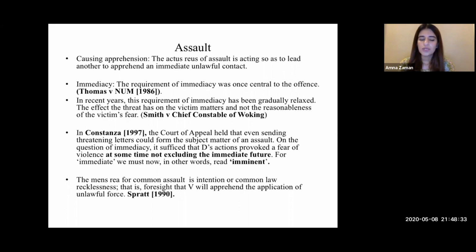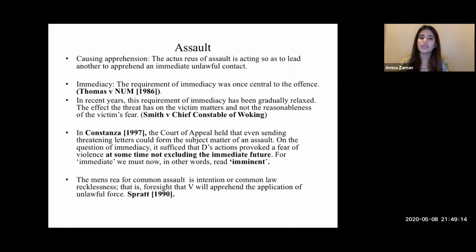Now the court clearly seems to have understood that it is not the reasonableness of the victim's fear. What matters is the effect of the threat on the victim. So, for instance, if you're standing at a distance from the defendant and the defendant gives you a threatening gesture, and you're afraid and you apprehend unlawful force, the reasonableness of your fear will not be assessed. And the fact that the defendant is in a situation where he cannot immediately inflict force on you should not be a reason why the defendant is not convicted.